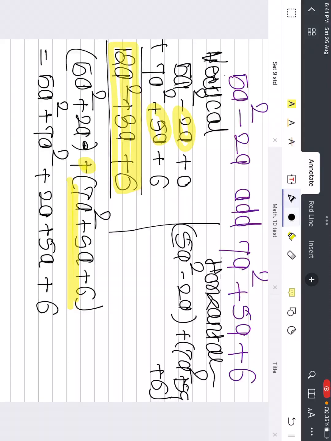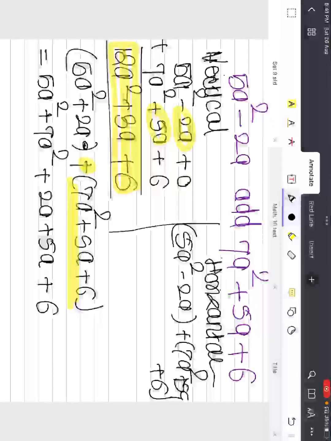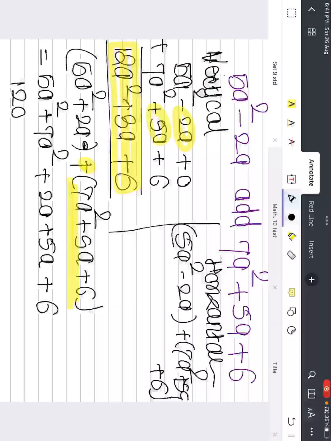5a plus 7a, we know that 12a square plus 2 plus 5, it becomes 7a plus 6 plus 0, that is 6.